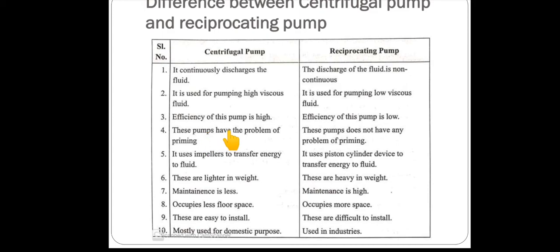Next, the efficiency of a centrifugal pump is high compared to a reciprocating pump, which is low. Next, centrifugal pumps have the problem of priming. Priming means we need to fill the impeller with water. We don't have this problem in the reciprocating pump. Next, the fifth difference: a centrifugal pump uses an impeller to transfer energy to the fluid, but here a piston and cylinder are used to transfer the energy to the fluid.